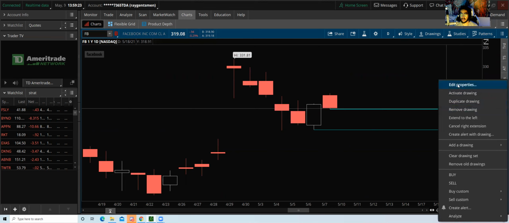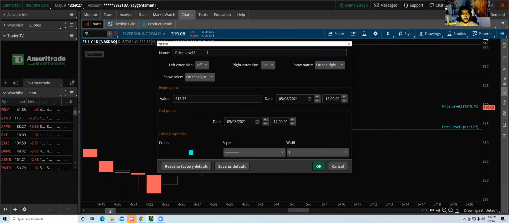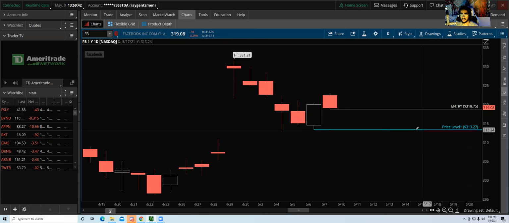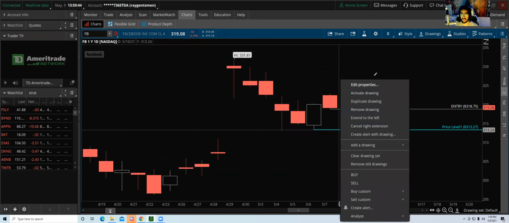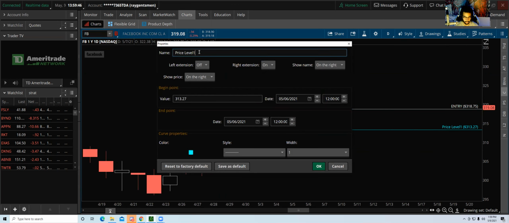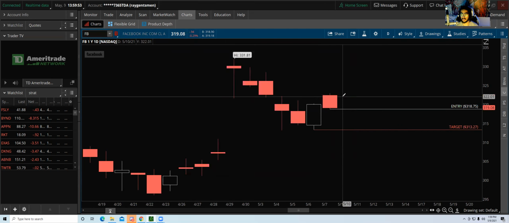So if I right click, where is it? Edit properties. Yeah, I'm tripping. Properties, entry. Change this to white. Show name on the right, resistance right. Hold on. Okay. Entry. Change this one to target. Change this to red. Boom.